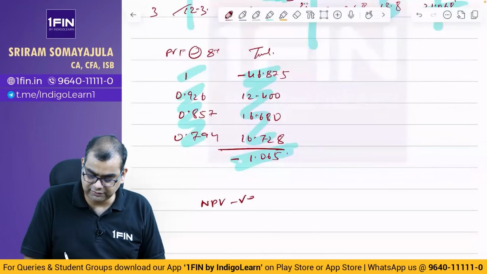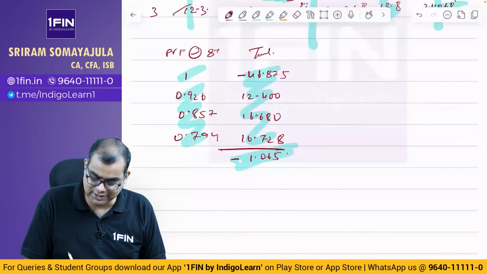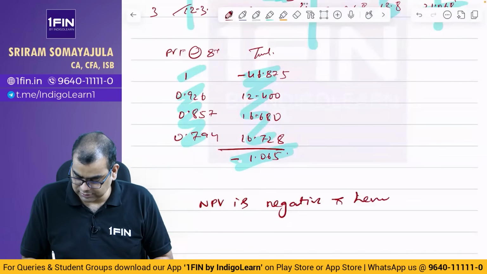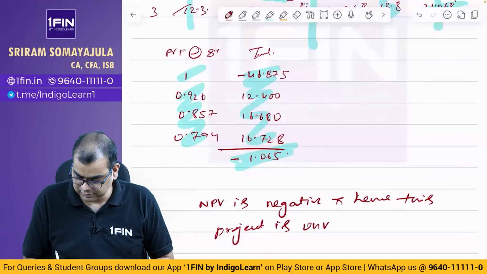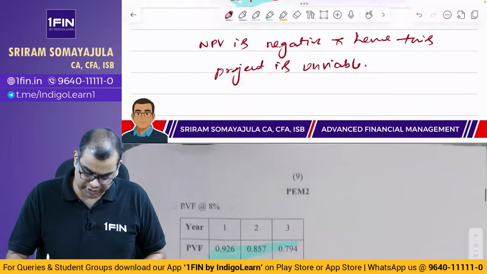NPV negative, project unviable. NPV is negative. So you should not write like me. Okay, you're students. NPV is negative, and hence this project is unviable. So if you don't write this, you lose marks. Please be very careful. Okay, this is done.